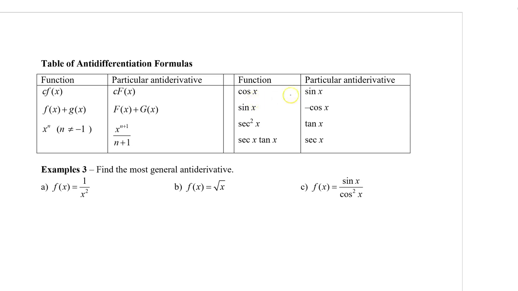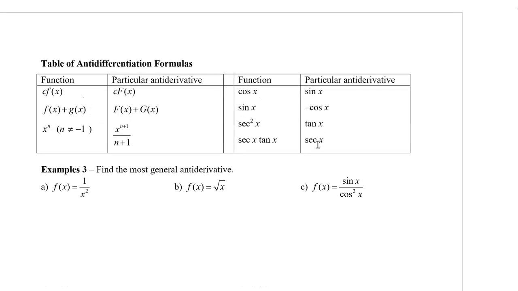The antiderivative of cos x is sine x, but notice the antiderivative of sine x is negative cos x, because when we take the derivative of cos x, it becomes negative sine. But because we want positive sine, the antiderivative has to be negative cos x. The antiderivative of secant squared x is tan x, and of secant x tan x is secant x.